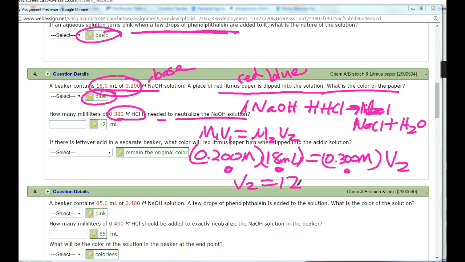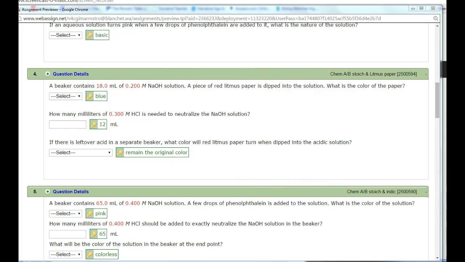So the next question is, if there is leftover acid in a separate beaker, what color will red litmus paper turn when dipped into the acidic solution? Well, red turns blue in a base, but if it's dipped in anything else, it will not change color, so it remains the original color. If there's leftover acid and you put red paper in there, red paper is going to remain the original color.